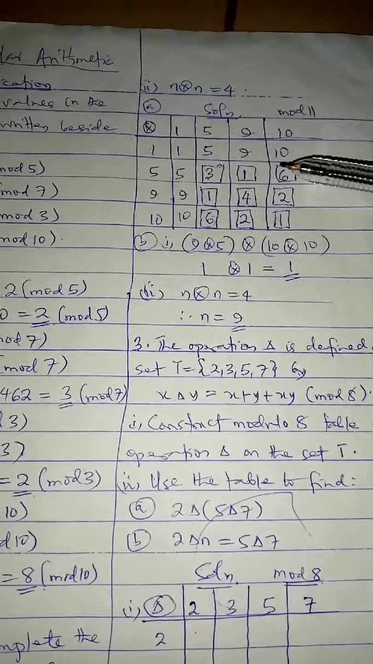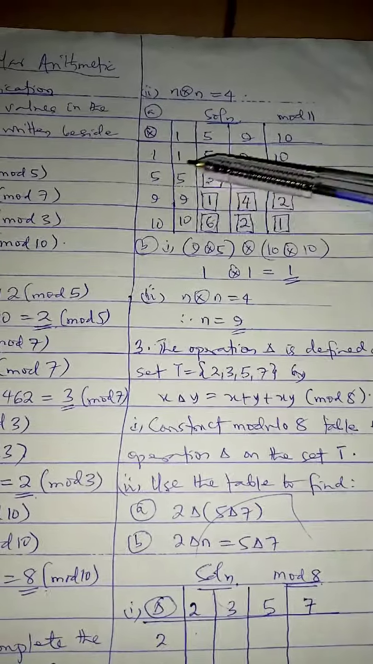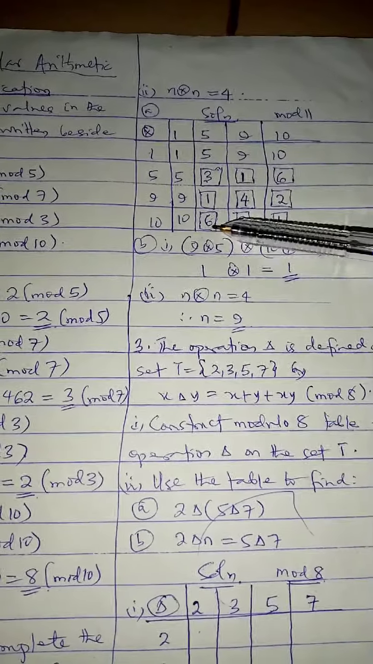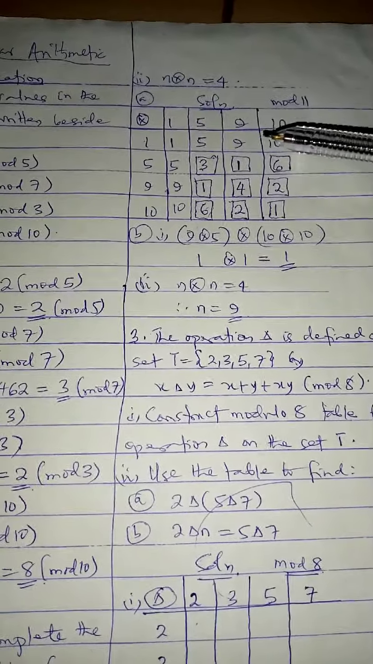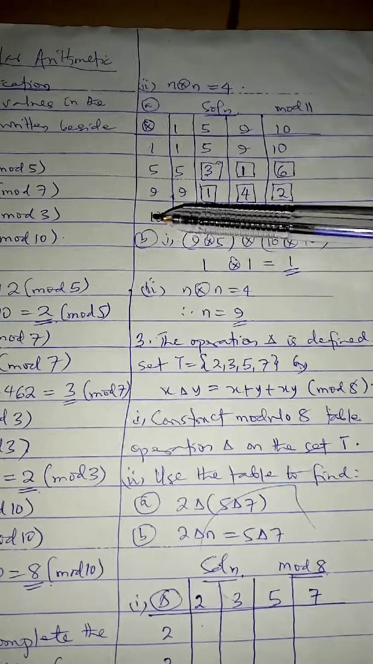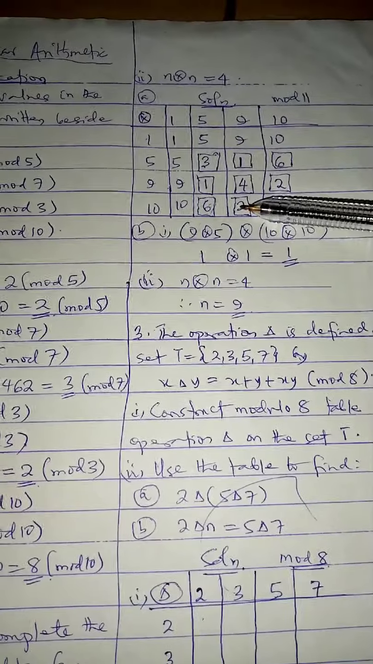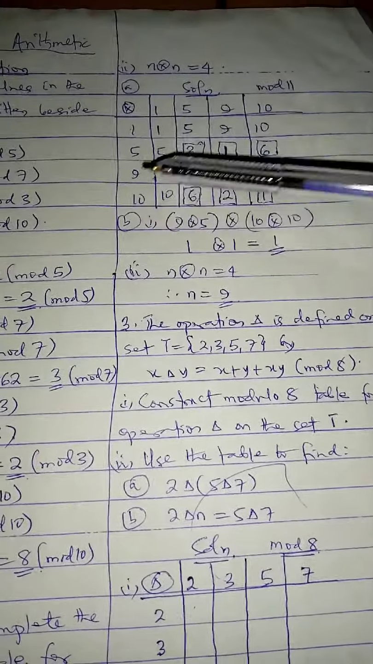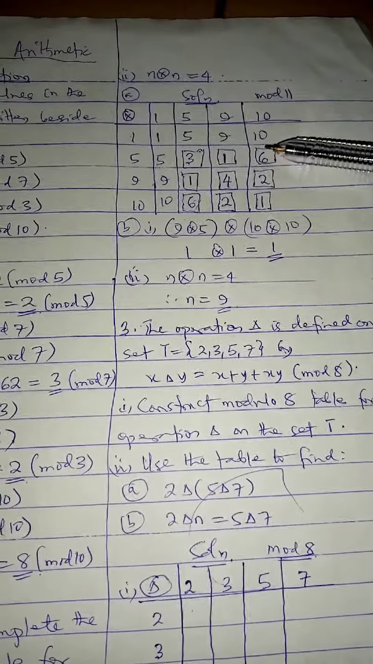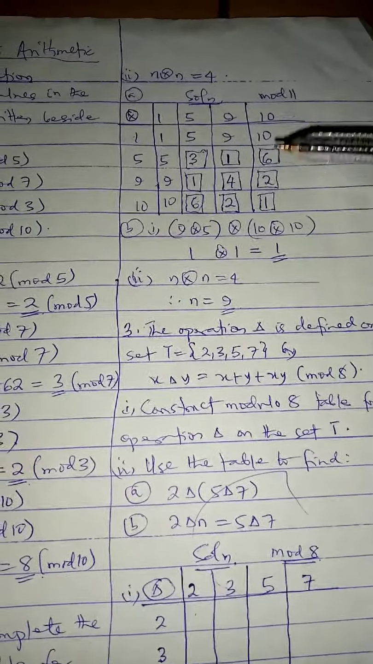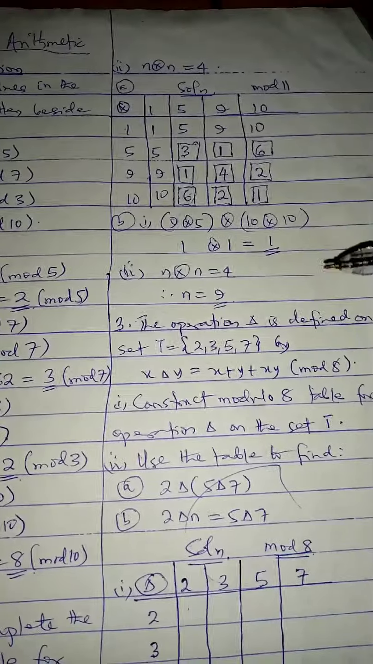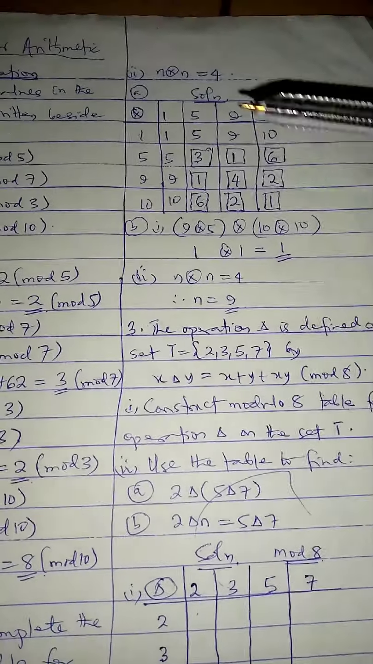5 times 10, which is 6, will give you the same thing as 10 times 5. That's 6. 9 times 10, which is 2, will give you the same thing as 10 times 9, which is 2. 10 times 10 is 100. The multiple of 11 you remove from it is 99. And that's how you have this.